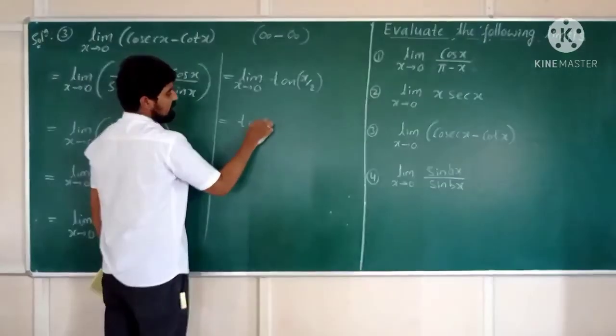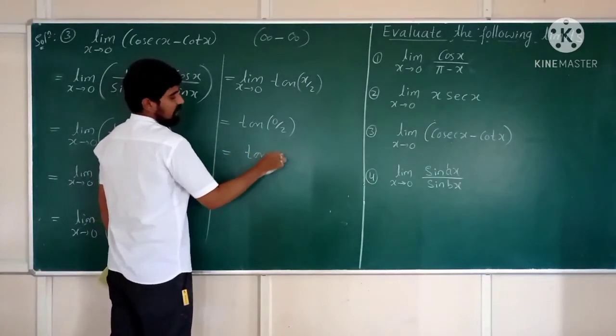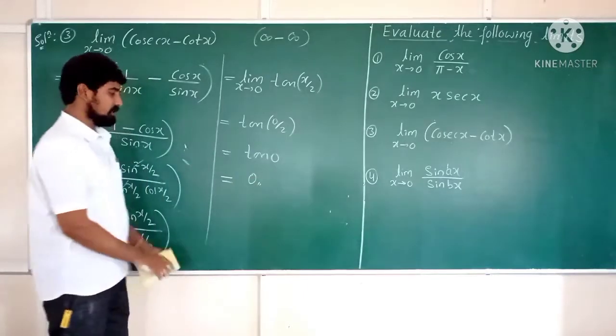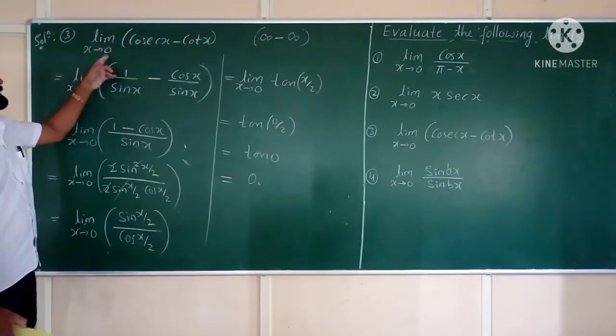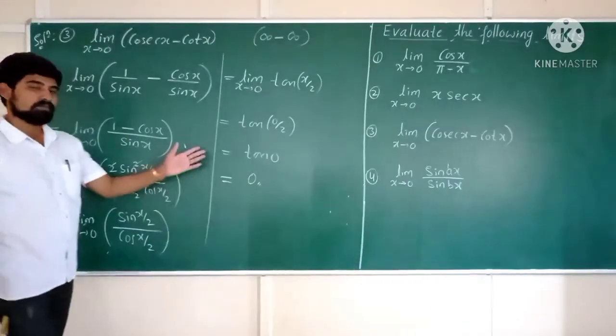It means tan of 0 by 2 which is equals to tan 0 and the value of tan 0 is 0. And this 0 is the limit value of this given function at x is equals to 0. I hope all of you understood. If possible, take a note.